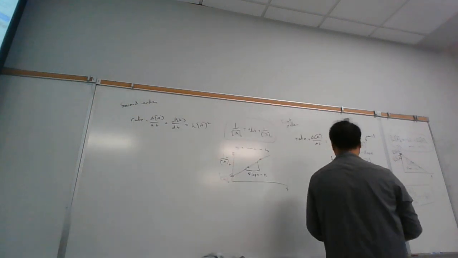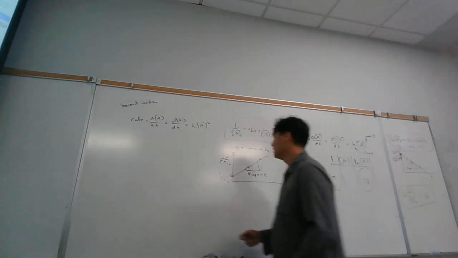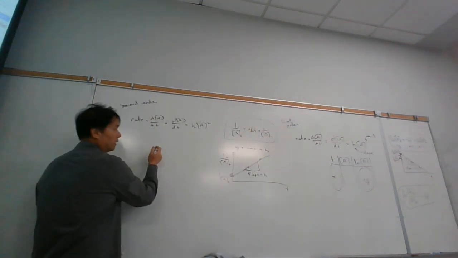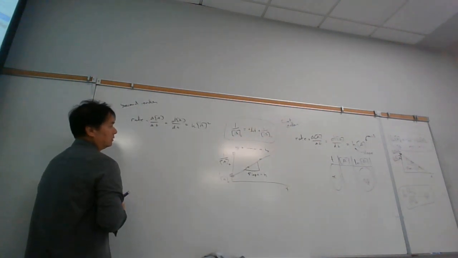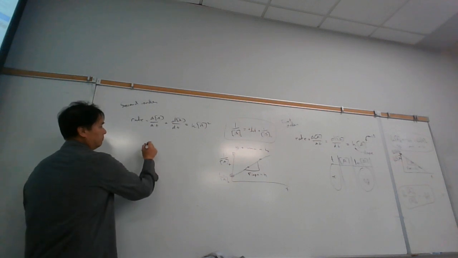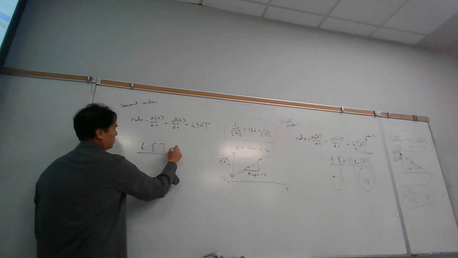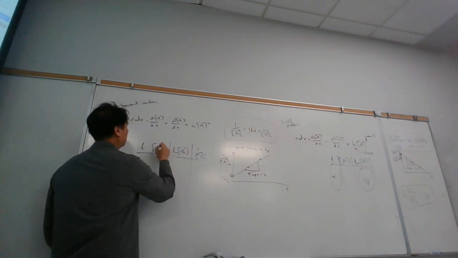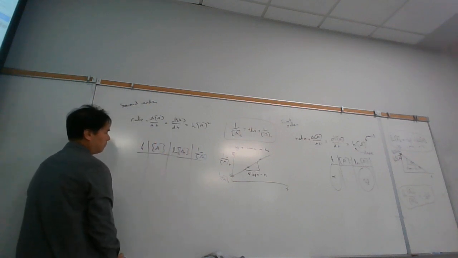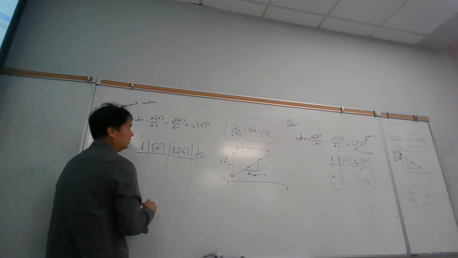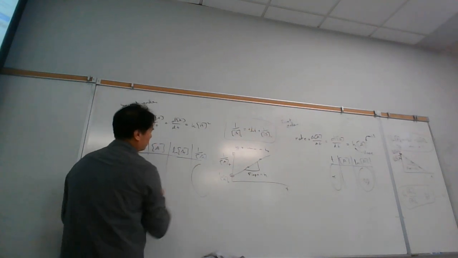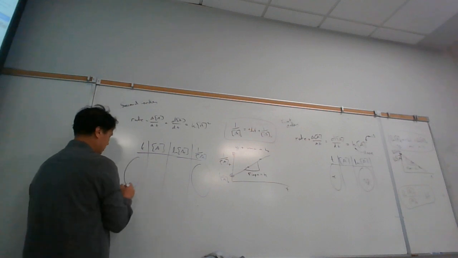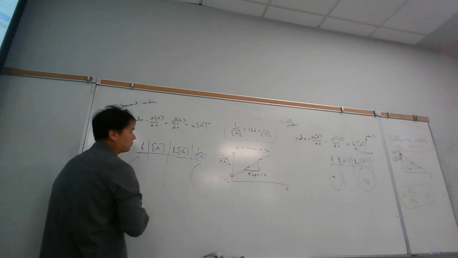So our data table, we would look like this. If we plot, this is our y, and this is our x, then it should come out linear.